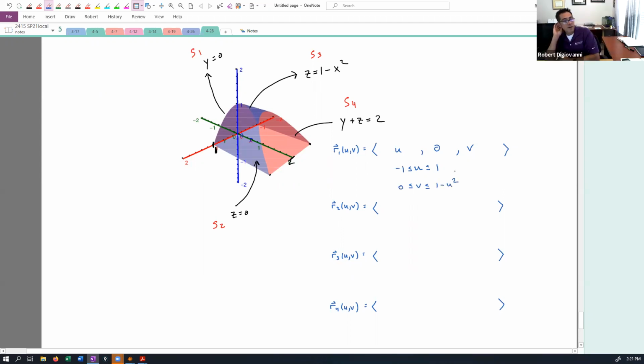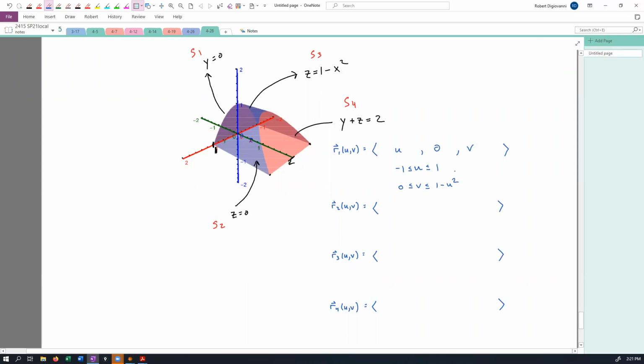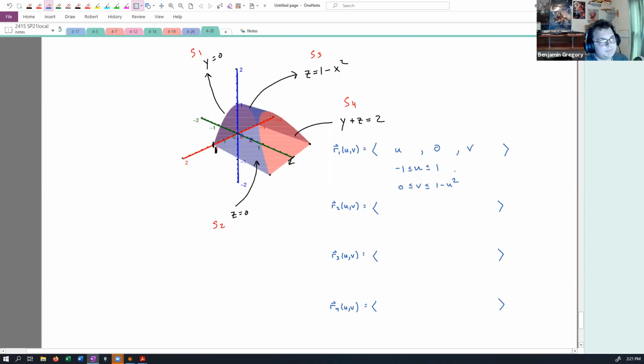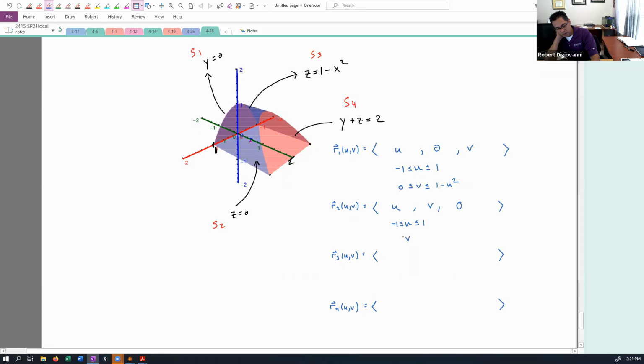Does anybody disagree? No, that's what I put. Yep, that looks good to me. Okay, that looks good to me. Any questions on why that's that? Okay, good. How about the surface 2? What's the vector function for surface 2? That one was, I put u, v, 0 with u bounded between 1 and -1 and v bounded between 0 and 2. Yeah, that's just drawing a real basic rectangle on the ground, right?